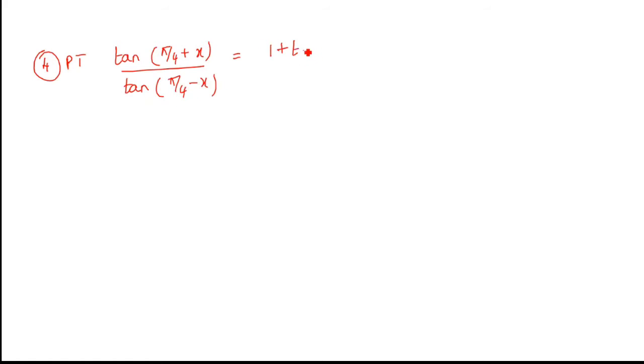So let's take the fourth question. Prove that tan of (pi by 4 plus x) divided by tan of (pi by 4 minus x) is equal to (1 plus tan x by 1 minus tan x) the whole square. Okay, very simple. Let us start the solution.